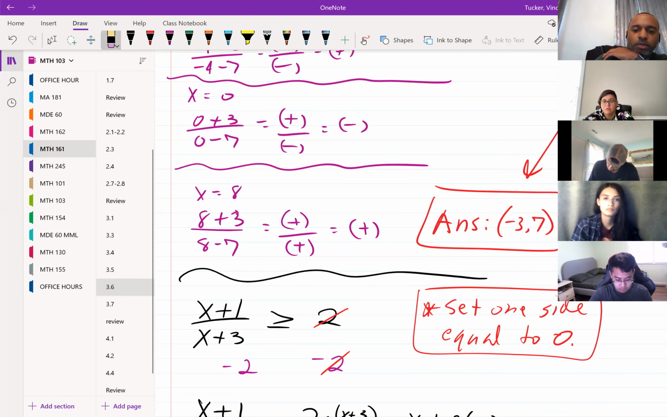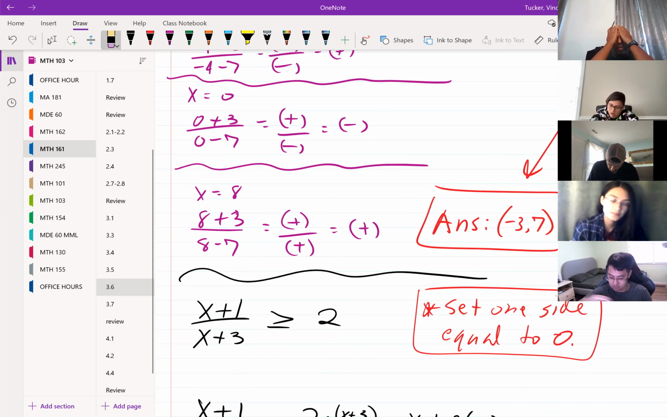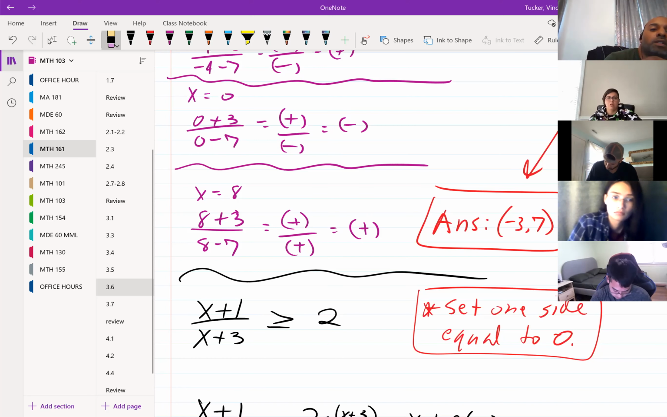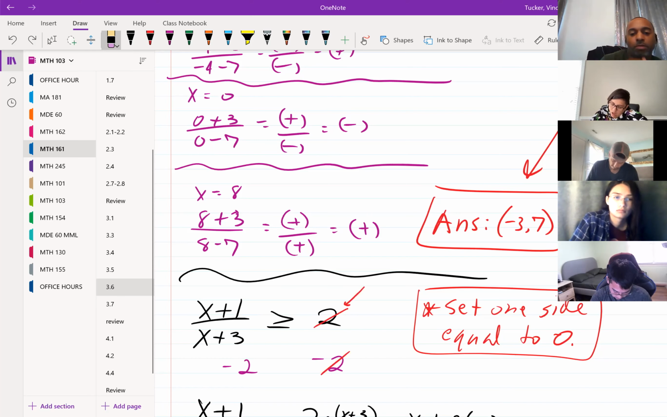So the next one is this. We have (x + 1)/(x + 3) is greater than or equal to 2. And just like before, we want to set one side equal to 0. In the last one we just did, we didn't have anything on the other side but 0, so we didn't come across this issue. But here we have 2, and we want to set that right side equal to 0 by subtracting 2 from both sides.